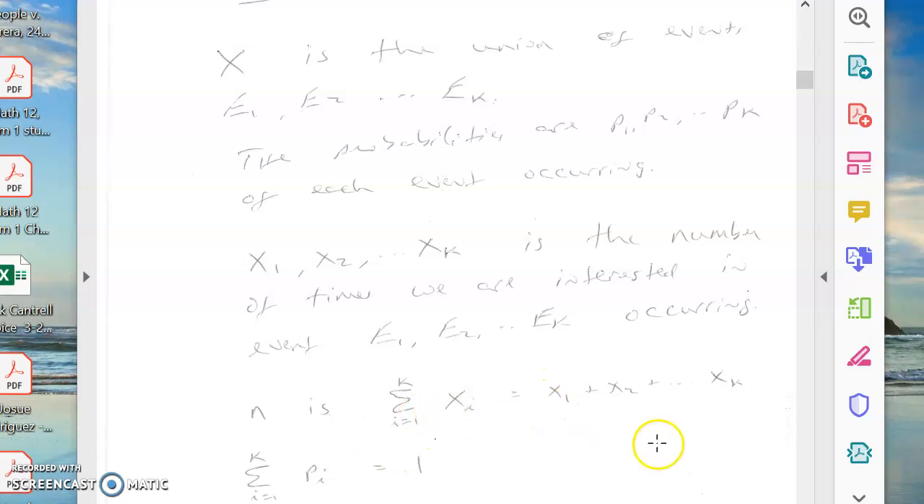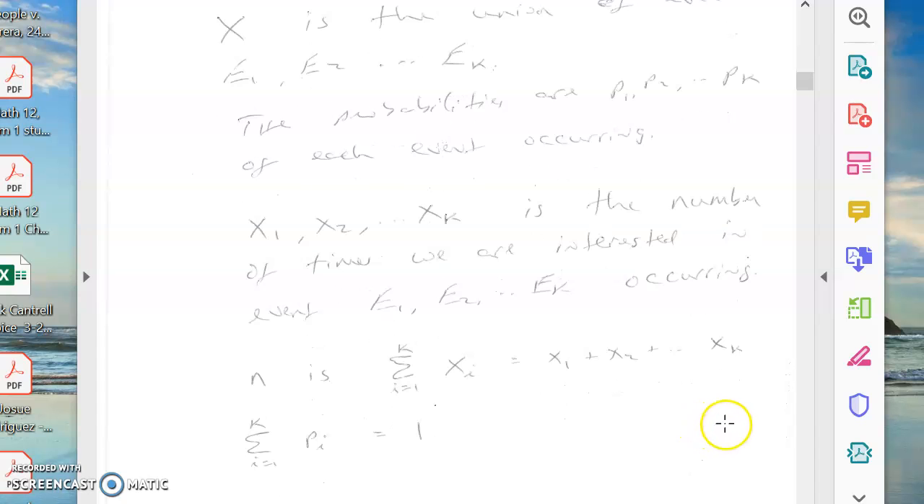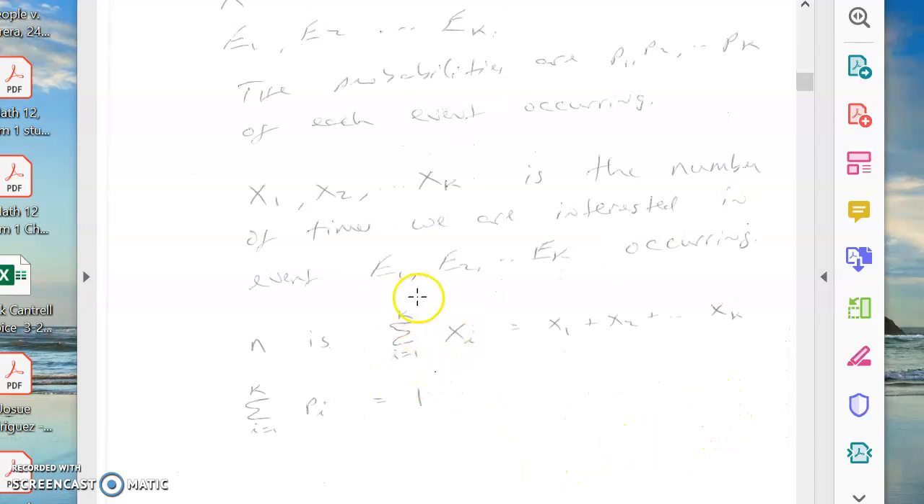Okay, so it's very important that you understand that the x sub 1, x sub 2, all the way up to x sub k, that's the number of successes. That's the number of times that we are interested in each of these events occurring. Okay, so we'll see here in just a minute what this really means. It's the number of successes. How many times do we get E1, for example? How many times do we get E2? Then N is the summation. We add up all of the x sub i's. So the way most math books will do this is they'll say x sub I, and then I goes from 1 to k. You see how this notation is? There's the I, there's the I.